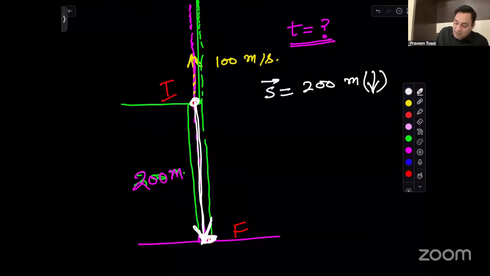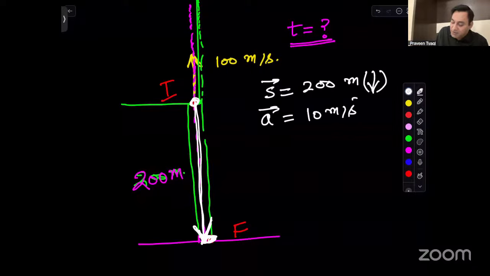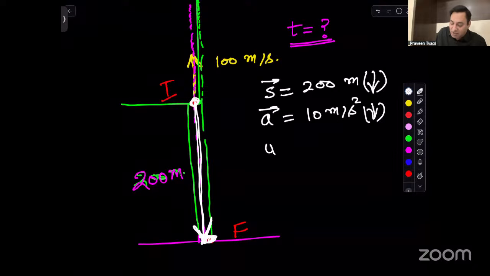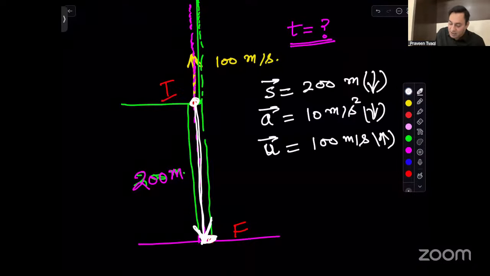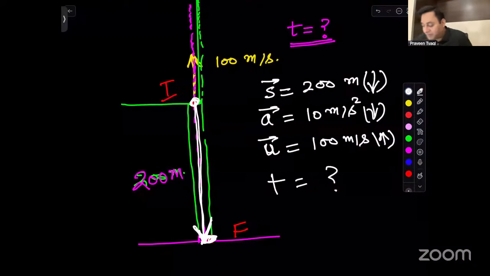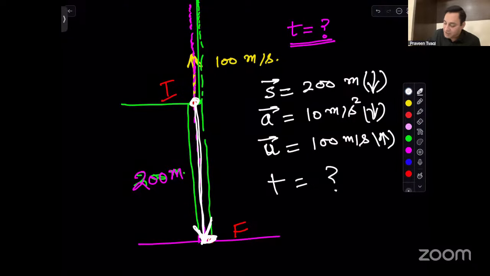Acceleration due to gravity is 10 meter per second square, which is downwards. I have to find initial velocity. Initial velocity U was 100 meter per second upwards, and time I have to find out. Now, because we are dealing with vectors, I will put every vector with proper sign. What is the sign of each vector?